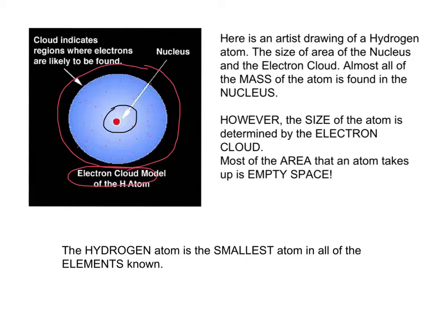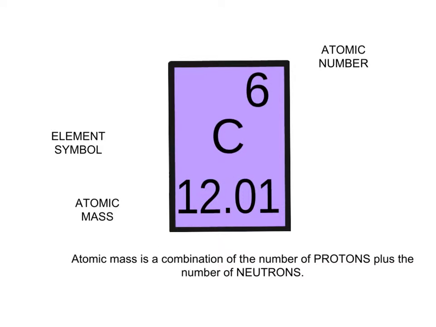Now, hydrogen is the smallest, and if we take a look at the periodic table, which we'll see here in a minute, you'll notice that it has one proton. Here is a symbol that we have pulled off the periodic table of carbon. That's its elemental symbol right here. That's what the C stands for. So we know that this is carbon.